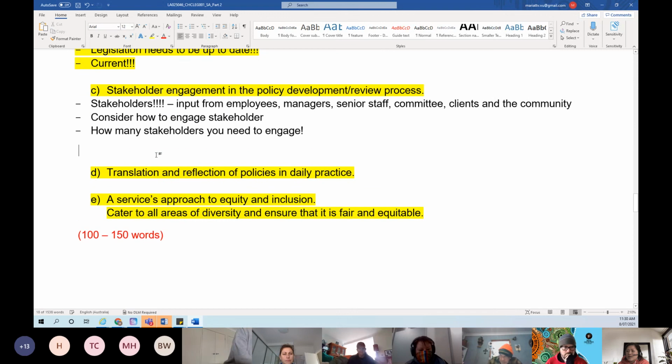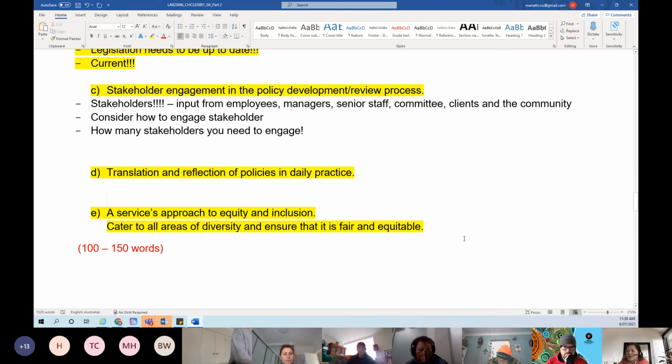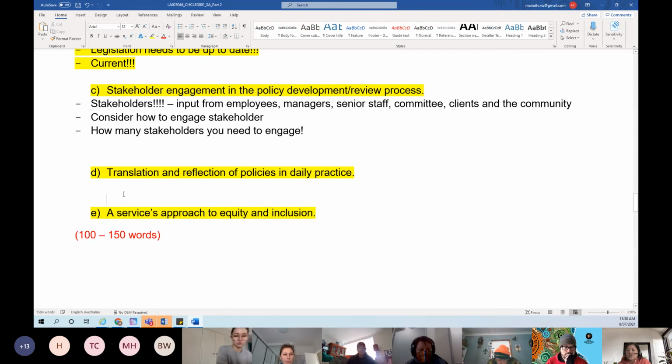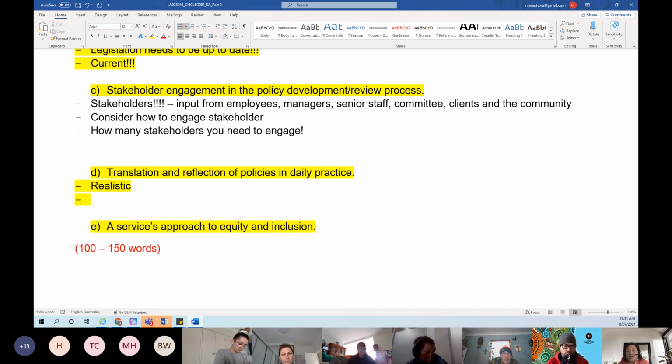Okay. Now these two, I'm going to remove that. That was from last week. So these two things are quite self-explanatory. Translation and reflection of policies in daily practice. I've mentioned this earlier. We need to have policy that is relevant to the people that need to use it, and it needs to be realistic enough to be translated into daily practice. Does that make sense? It needs to be realistic. It needs to be able to be applied to daily practice.